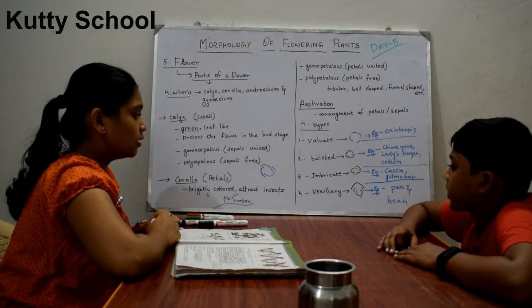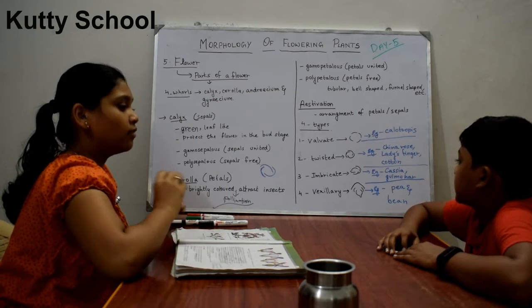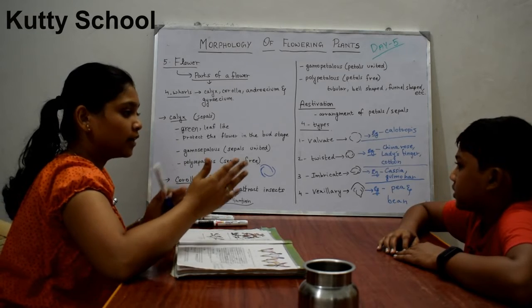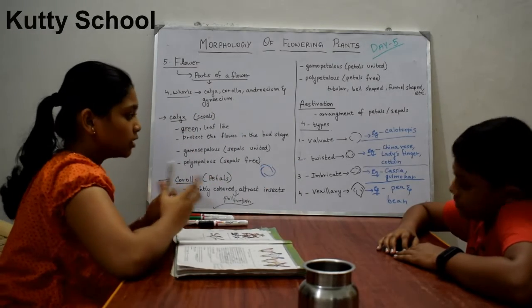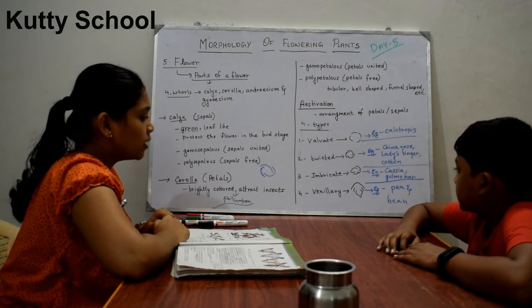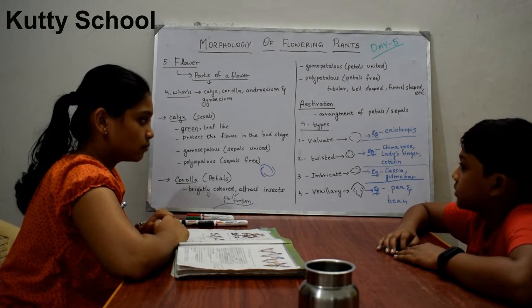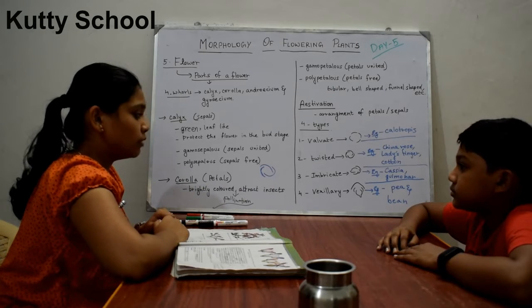The third kind of aestivation is imbricate aestivation. These have no specialized arrangement. They can be anywhere: inside, outside, outside-outside, or inside-inside. Petals or sepals can be arranged anywhere. Examples of imbricate aestivation are Cassia and Gulmohar. The fourth type of aestivation we are going to see is vexillary aestivation.